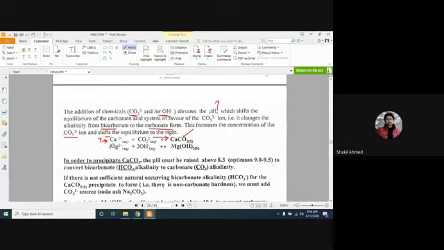Similarly, in this equation, if we increase the hydroxide ion, then the equilibrium will shift to the right, and you will get more and more magnesium hydroxide, and these are solids, so they will precipitate. Is it clear?